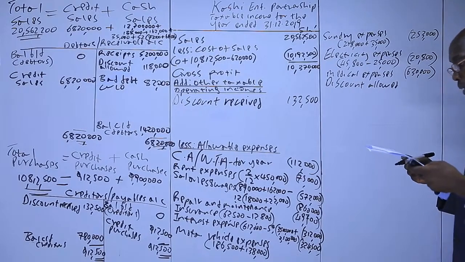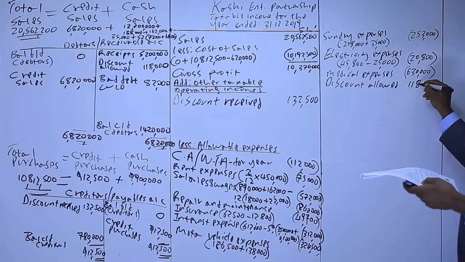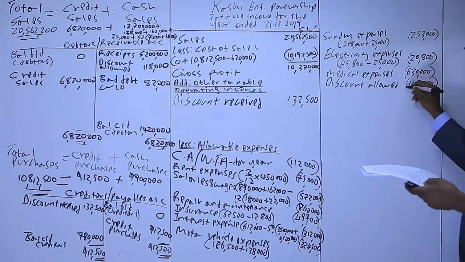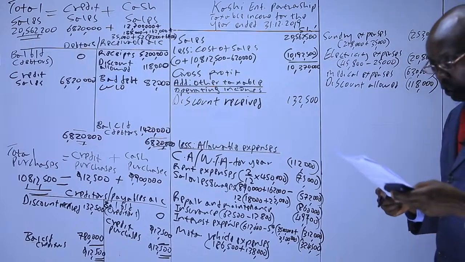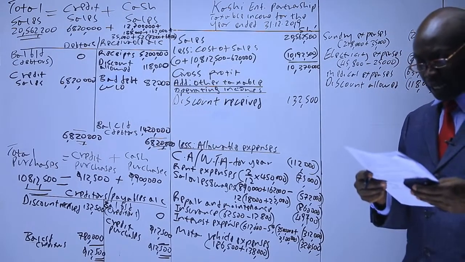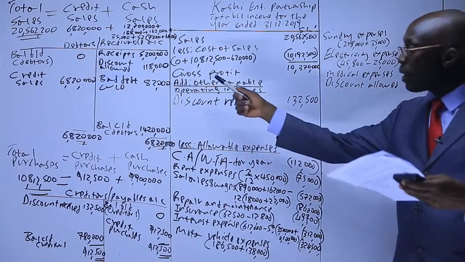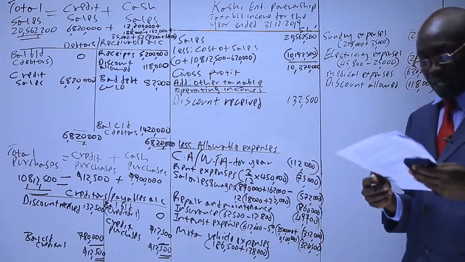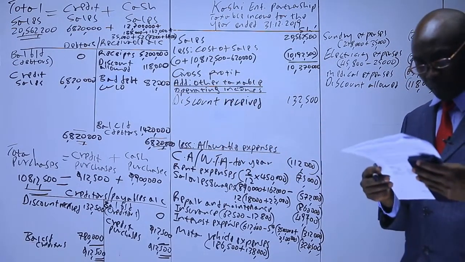Discount allowed, which we have been given as 118,000. From there we continue. We were actually in point number 5, where we were saying that we had the balances at the beginning and also at the end. And then from there, number 6.